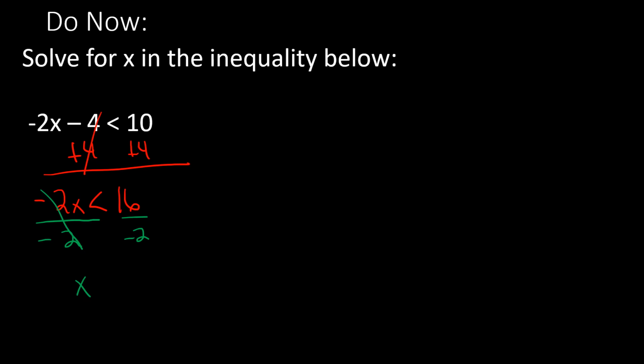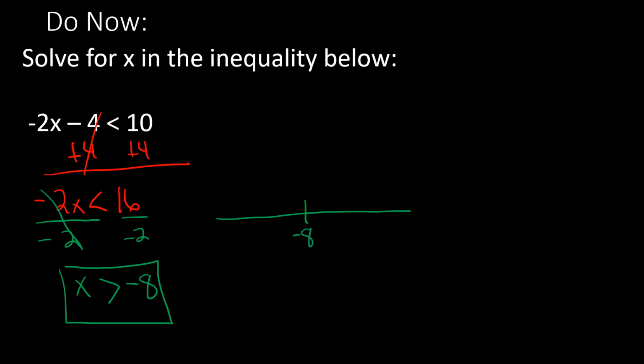16 divided by negative 2 is negative 8. And then, you'll recall, we did divide by a negative sign, so that would flip our inequality. And so this would be our answer here. If we had this on a number line, we could see this at negative 8. It would be an open circle, and we'd be going all the way to the right.